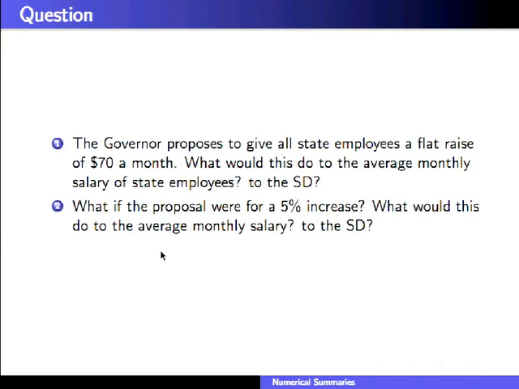You should care about this question because this is going to affect you when you go into the workplace, whether there are percent increases or flat increases.